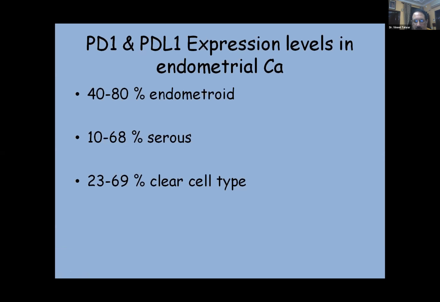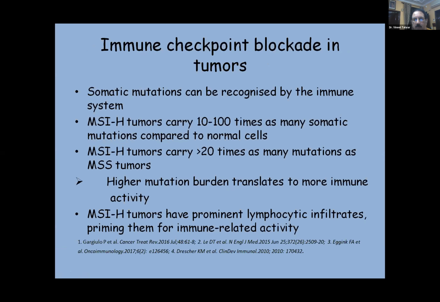And now coming to the immune checkpoint blockade in these tumors. The somatic mutations can be recognized by the immune system. The MSI-high tumors carry about 10 to 100 times as many somatic mutations compared to the normal cells. And thus, since they have more than 20 times as many mutations, the higher the mutational burden, the higher is the translation to more immune activity, and that is the reason why immunotherapeutic drugs can be exploited. And MSI-high tumors have prominent lymphocyte infiltrates, which again lead to the priming of them to the immune related activity.